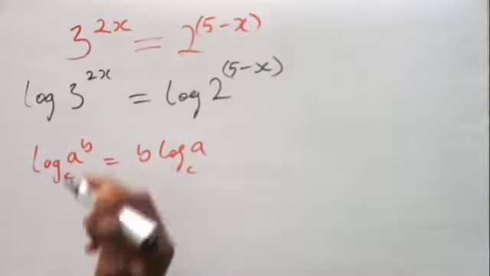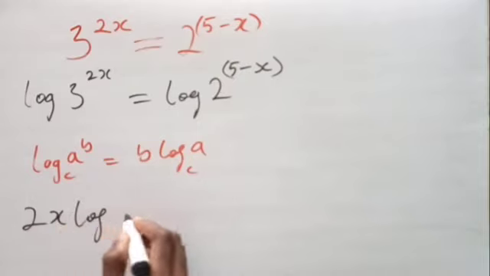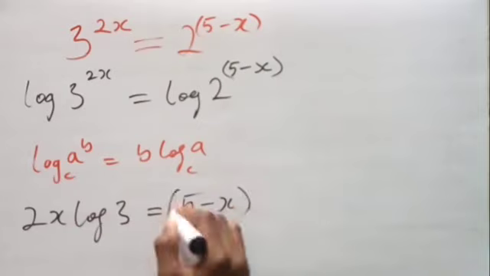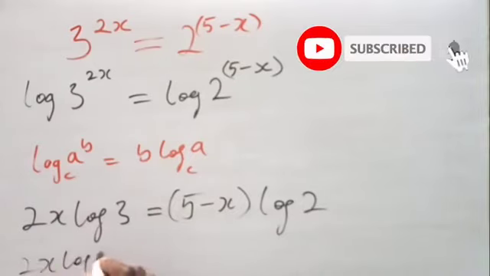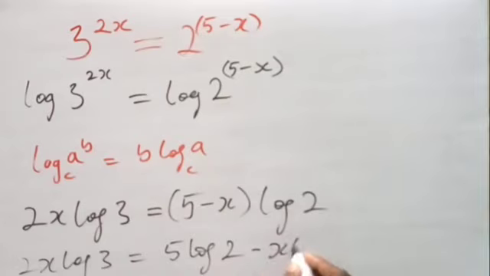So our equation will now become 2x log 3 equals (5 minus x) log 2. Now let's open this bracket. We have 2x log 3 equals 5 log 2 minus x log 2. Now let's collect the like terms. We have x here and x here.